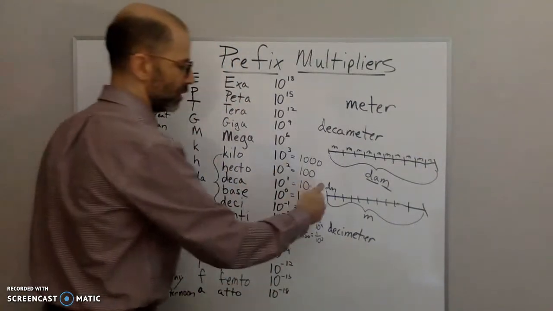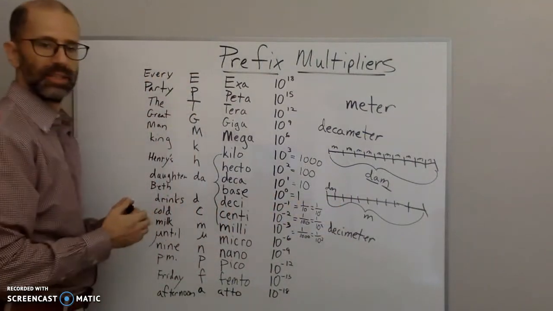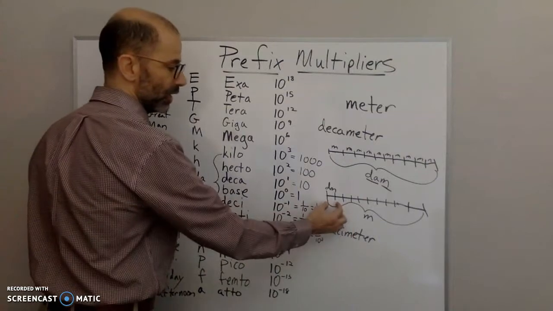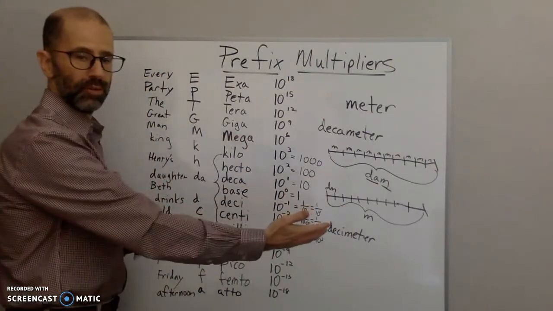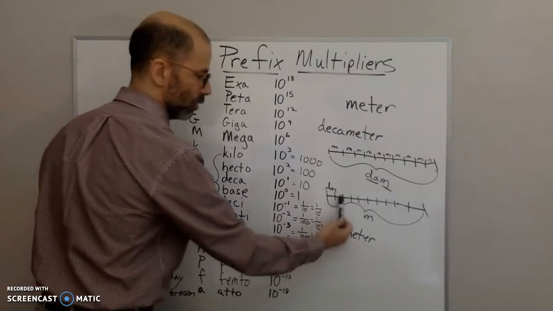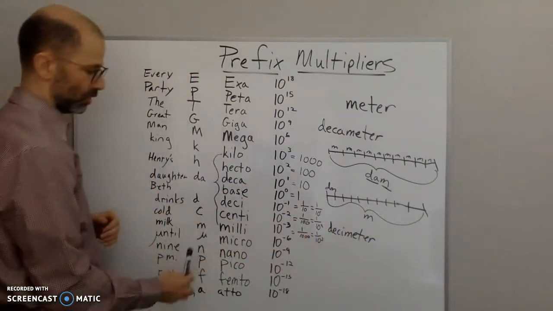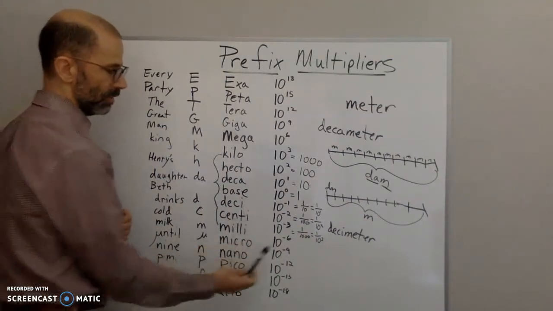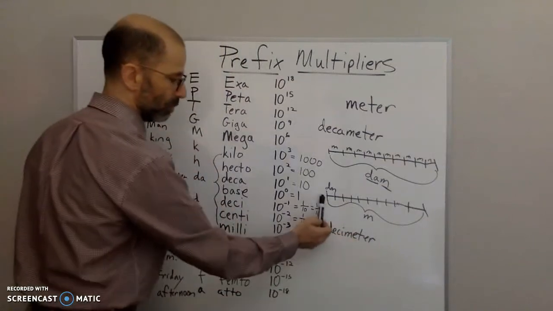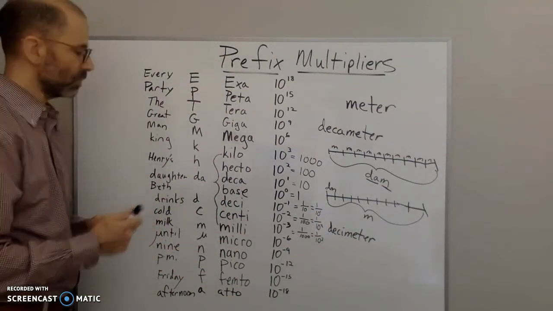So you divide the meter into 10 parts, and 1/10 of that is the decimeter. I have shrunk my unit down to 1/10 of the base unit. So it's smaller. Whatever my prefix is, I'm dividing the base unit into that many parts. So if I have a centimeter, I take my meter and divide it into 100 equal parts, and one of those parts is a centimeter.